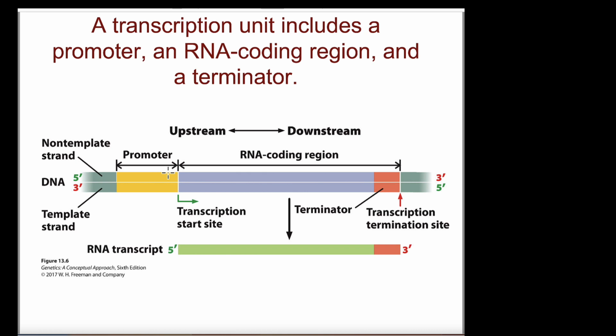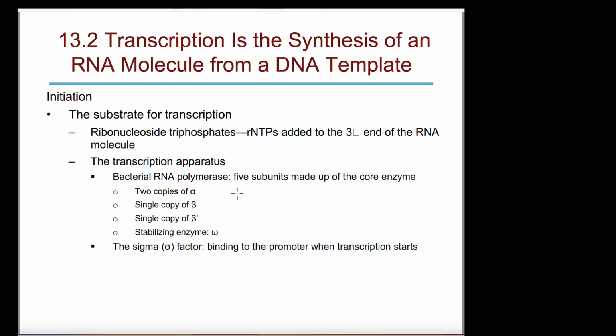Again, this is the DNA molecule. This is the RNA that is produced from the DNA molecule. All right, so let's go into the initiation portion. The initiation of transcription starts with the free ribonucleoside triphosphates.